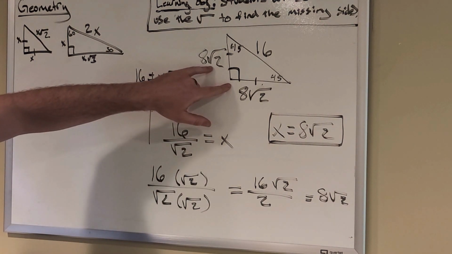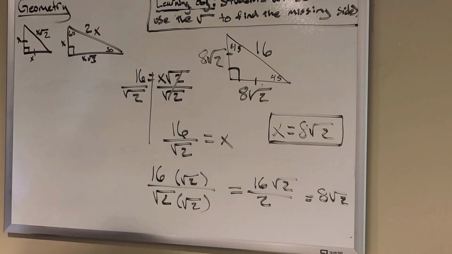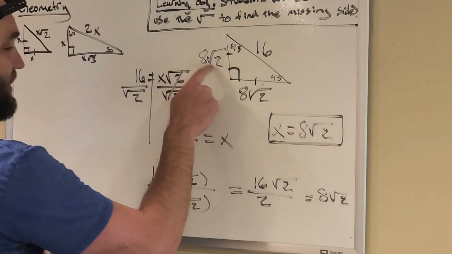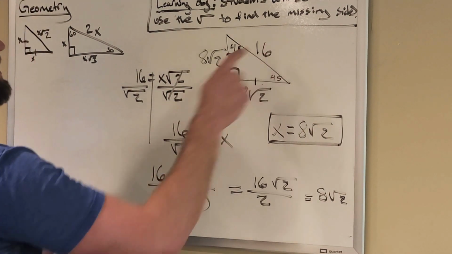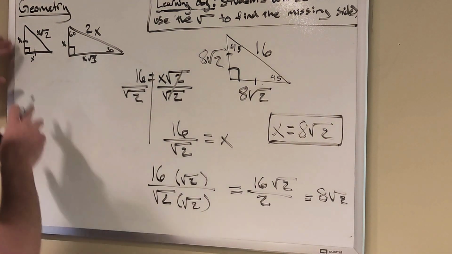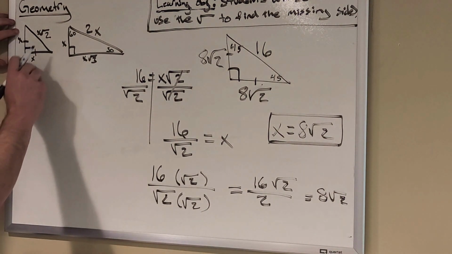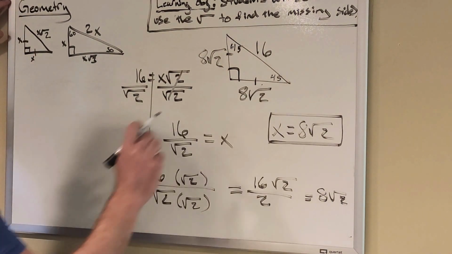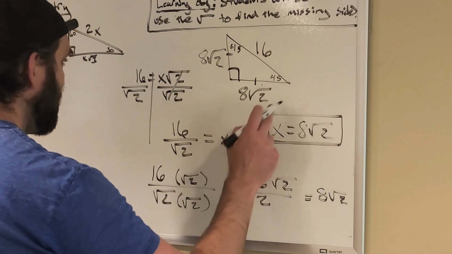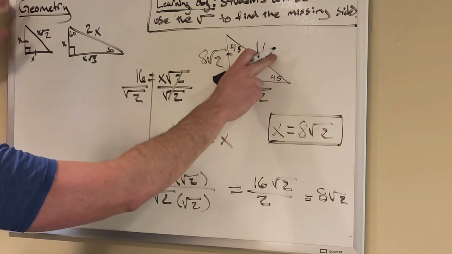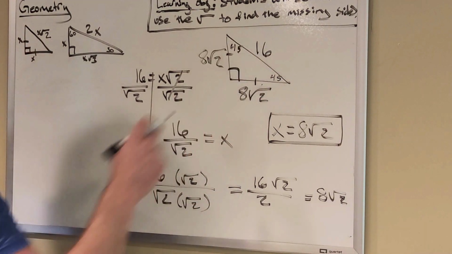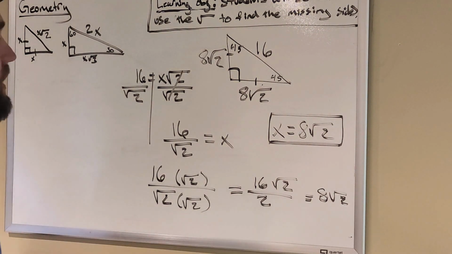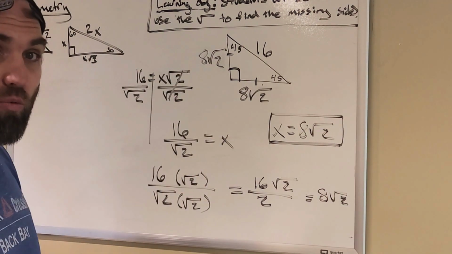And those are my two answers right there. Those are my x values. Here's my 45, 45, 90 triangle: 8 square root 2, 8 square root 2, 16. It doesn't look like what we've been dealing with. There's no square root 2 on this side, but I was able to utilize a little formula that I know, because I know that the 16 is equal to x square root 2, and find my x value. Once I found my x value, I was able to plug that in for what my x's are.